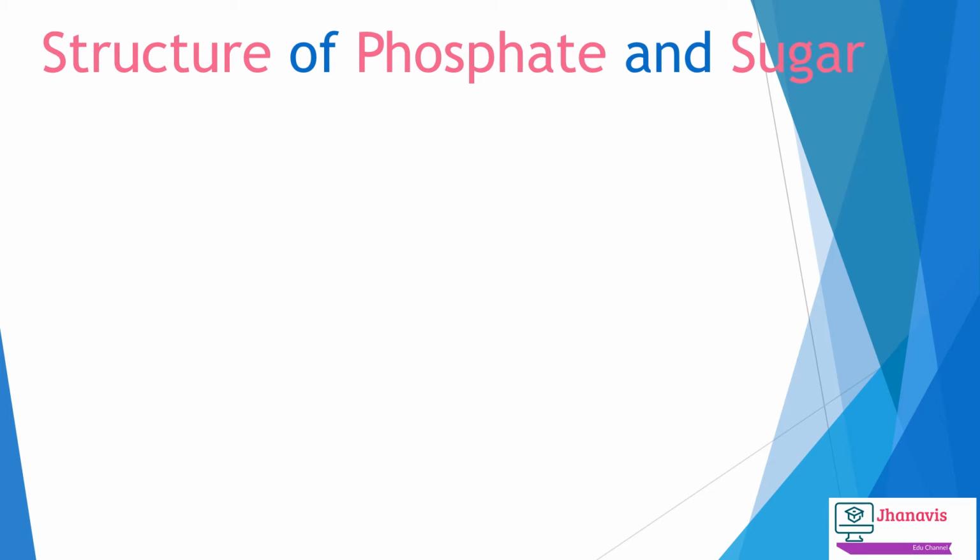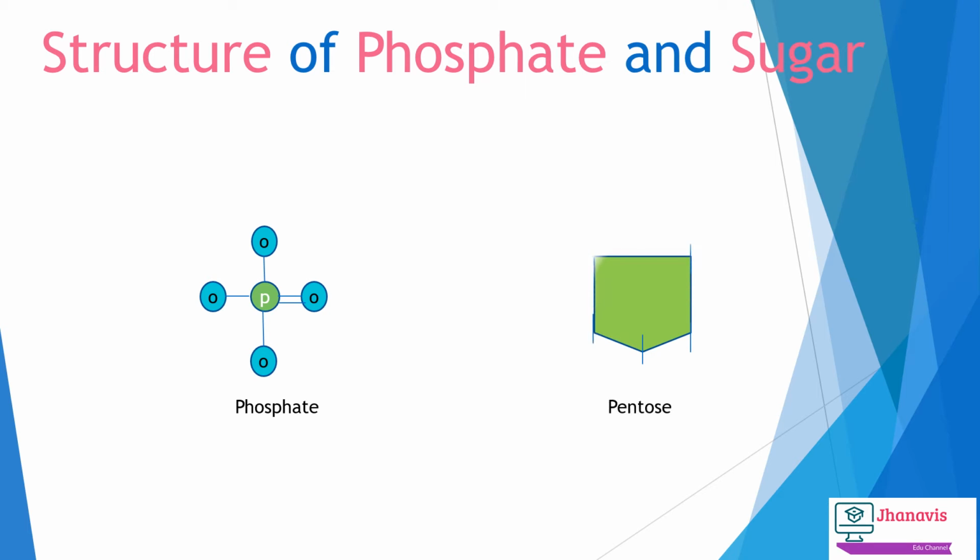Structure of the phosphate and the sugar. We can see that the phosphate is bonded with oxygen, where they have to satisfy both valencies, that is the phosphate valency as well as the oxygen valency, to form the bond. The second one is a pentose sugar, which can be a ribose sugar or deoxyribose sugar, but the differences we will come to know in the next slide. But remember, pentose sugar has 5 carbon atoms in it, and pentose sugar may be a deoxyribose sugar or a ribose sugar.